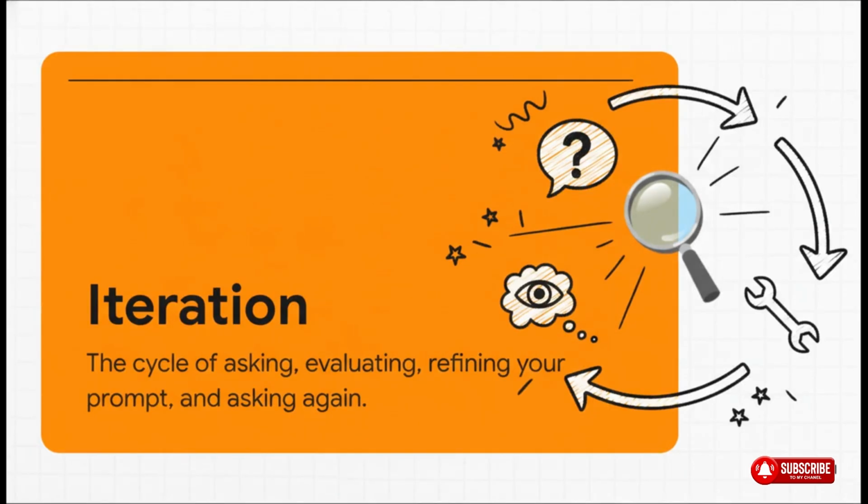And that check leads you right into iteration. See, prompting isn't a one-and-done command. It's a conversation. It's a cycle of asking, looking at what you get back, and then tweaking your prompt to get closer and closer to what you really want.